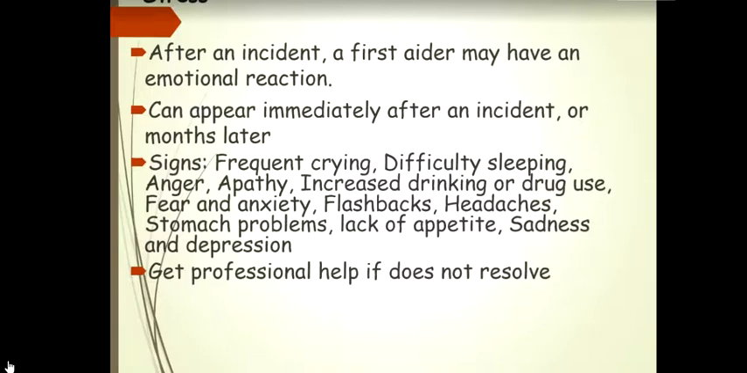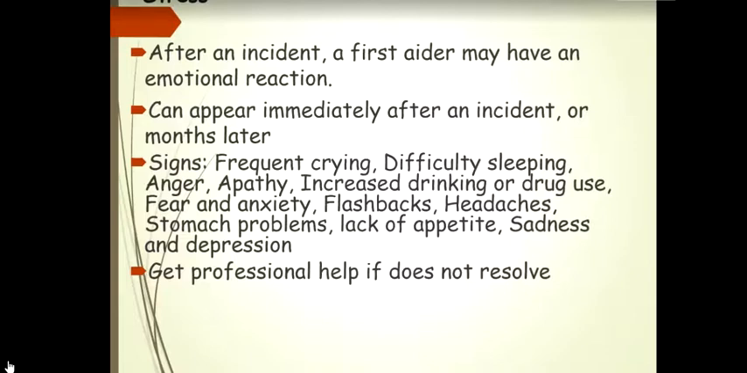Signs of stress that might present include frequent crying, difficulty in sleeping. Maybe we might even act out in anger. Apathy, which is acting like we don't care, or nothing fazes us. An increase in drinking or even drug use. Anxiety, very important, anxiety and fear. Flashbacks that might cause moments of phasing out, delayed action in our day-to-day lives. Headaches, stomach problems, loss of appetite, depression, and even sadness.